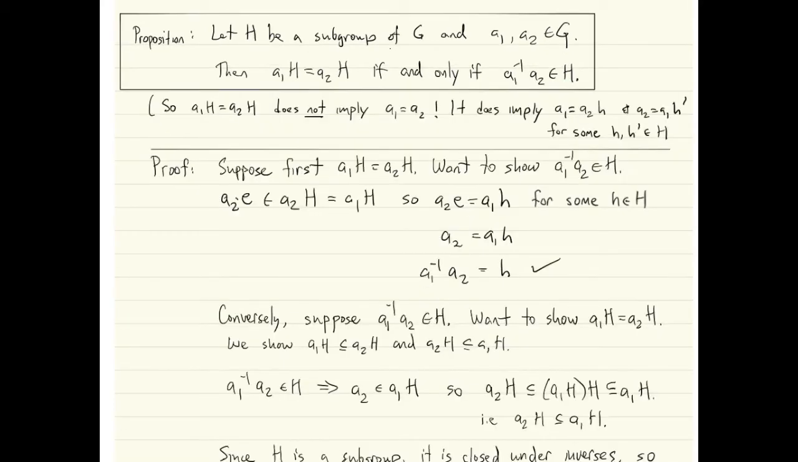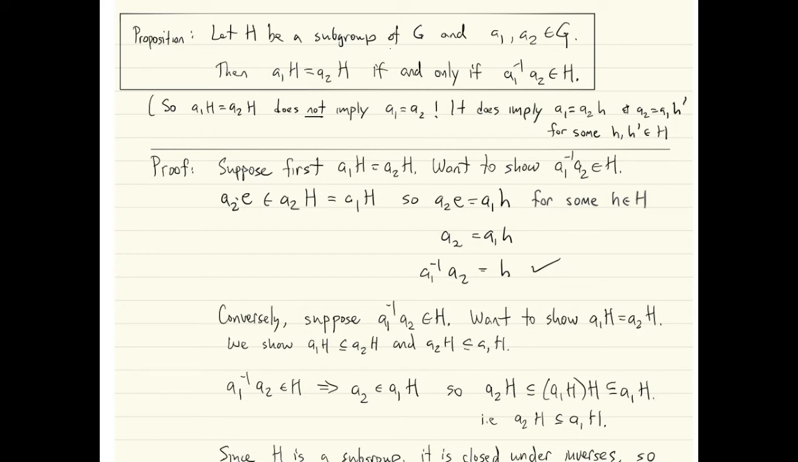Now let's discuss the proof of this proposition. So this proposition is an if and only if statement. So there's two directions we need to prove. So first, suppose A1 times H equals A2 times H, that these left cosets are equal. And what we want to show is that A1 inverse times A2 is an element of H.